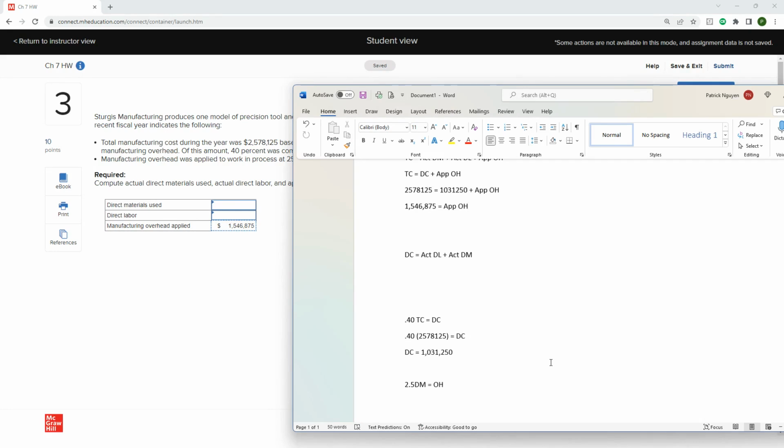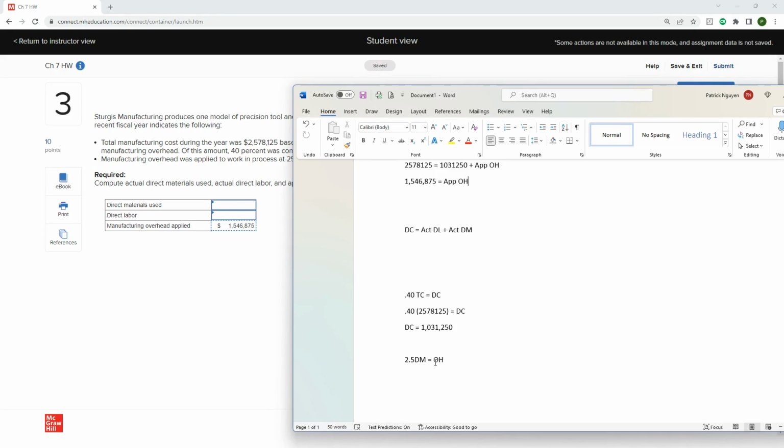Now that we know overhead, we can use the last equation that we created, which is 2.5 times direct materials equals applied overhead. So now we plug in our applied overhead number, and then we would divide that number by 2.5. So direct materials equals 618,750. So we plug that in here, 618,750. And so now we have two of our variables.